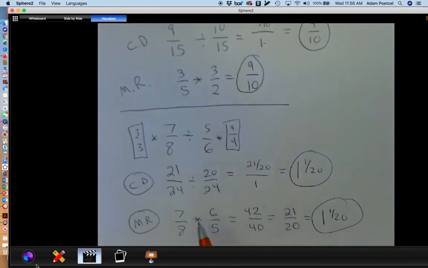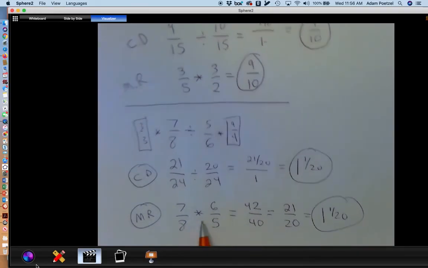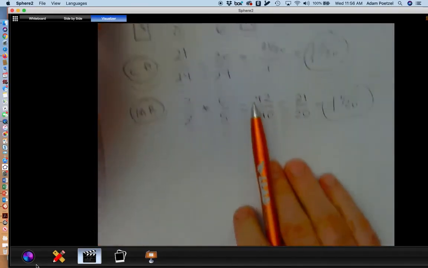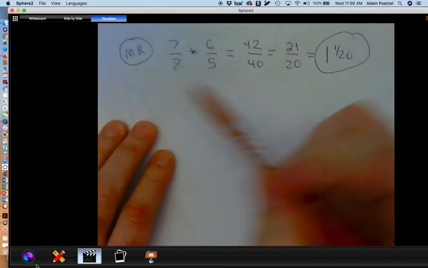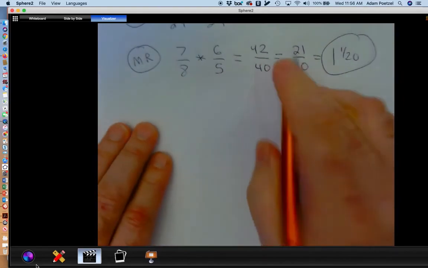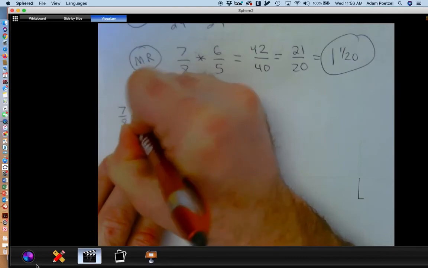So let's unpack the why of this for a second. Multiply by the reciprocal. Why does this actually work here? So let's unpack this second one and take a look at why this multiplying by the reciprocal is a thing and why this works. So let's start. We have 7/8 divided by 6/5.